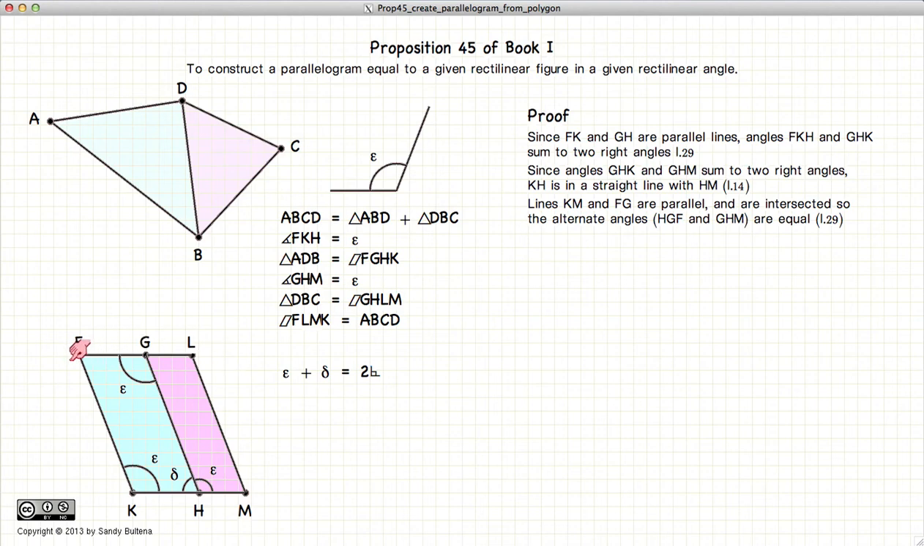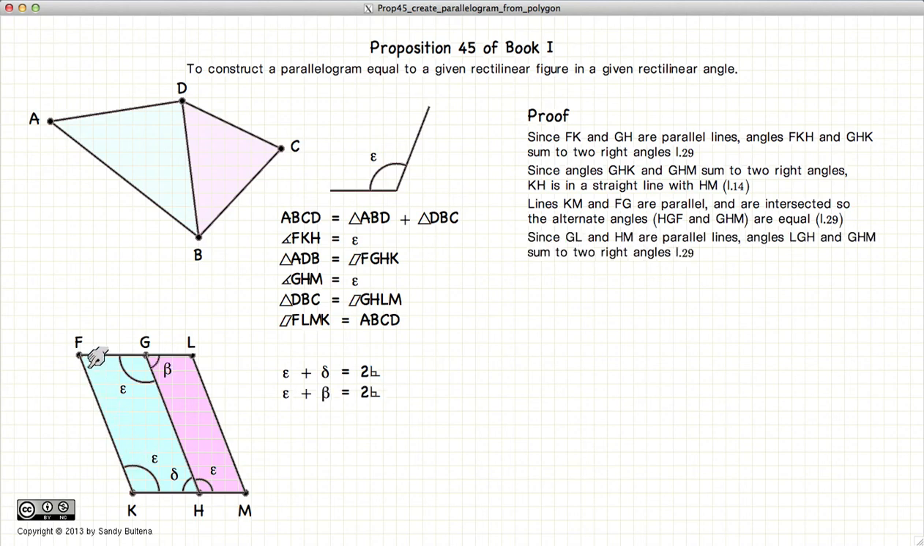Now again, we have two parallel lines, FG and KM. Alternate interior angles of the parallel lines are equal. So this is epsilon, and this is epsilon. And we also have the exterior angle and the interior opposite angle, which when added sum up to two right angles. So if we have epsilon plus beta equal to 180 degrees, then FL forms a straight line.